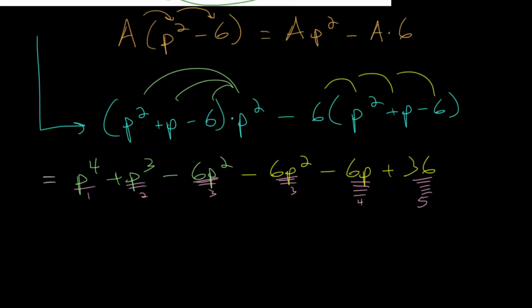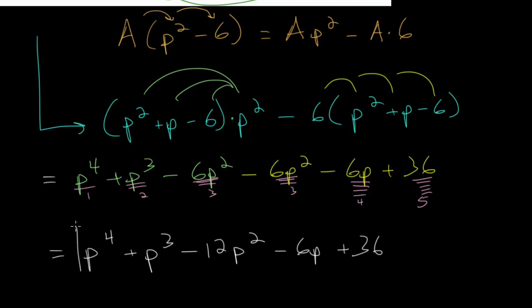We just will combine these like terms. We have a p to the fourth plus p cubed. We have minus 6p squared minus 6 more p squareds. So in total we are subtracting 12p squared. Then we have minus 6p and plus 36. So this right here is our fully simplified answer.